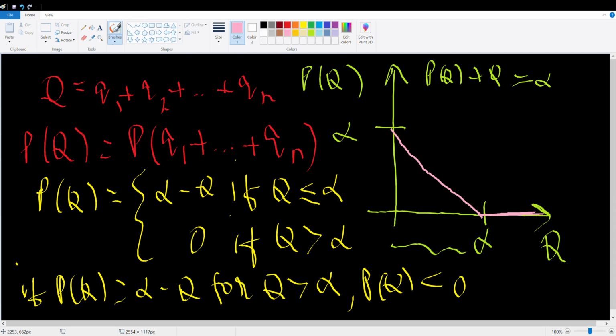Remember that Q is the total output produced in the industry, and in our duopoly example, Q would be Q1 plus Q2, because duopoly is oligopoly with two firms, right? And the market price would depend on this total output that is produced in the industry.